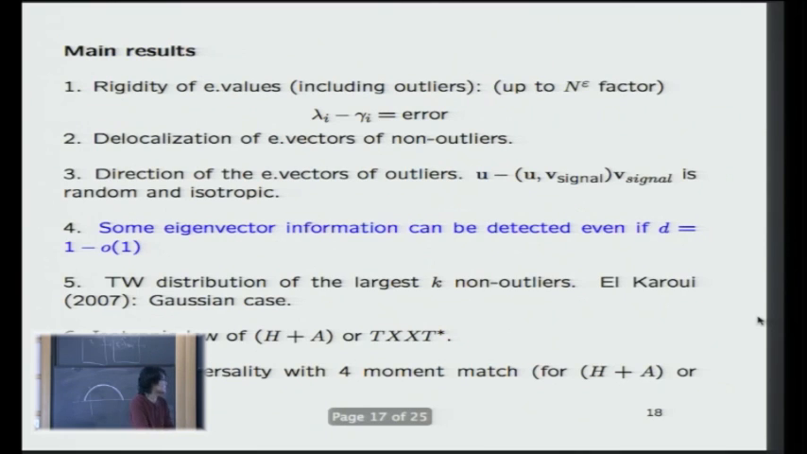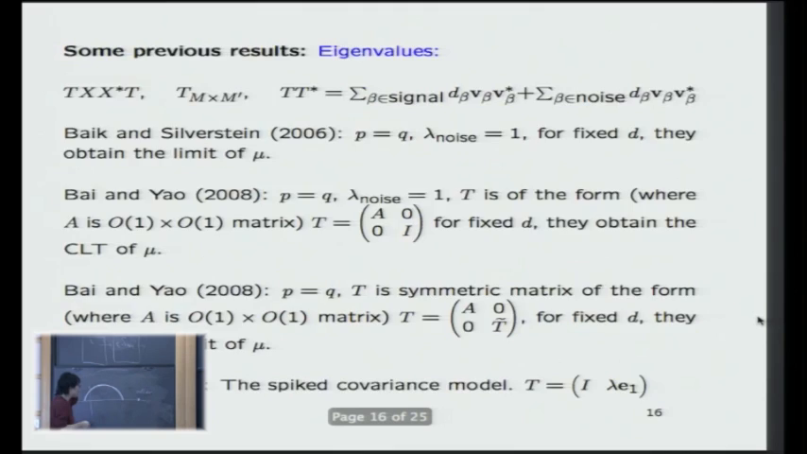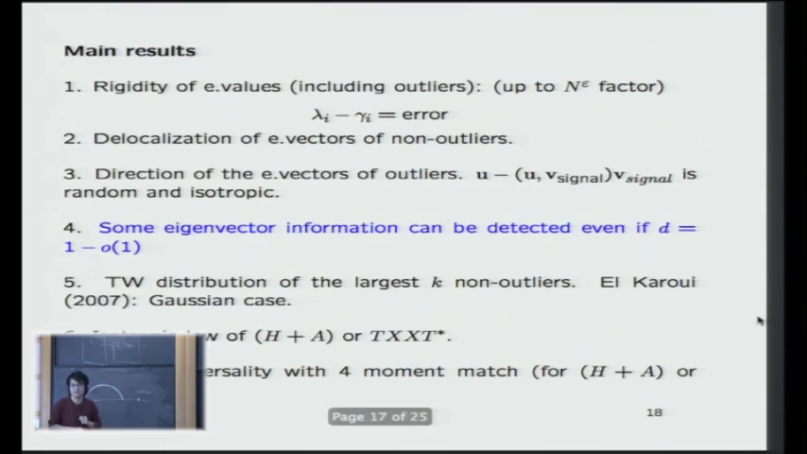Would this change when the outlier gets very close to the edge? Oh yes, that's a good question. There is a threshold. It breaks down when you cannot tell whether this is an outlier or a non-outlier. When the distance between this outlier and gamma plus is about n to the minus 2 thirds, of course you cannot say whether it is an outlier or not, so you will not have this phi.